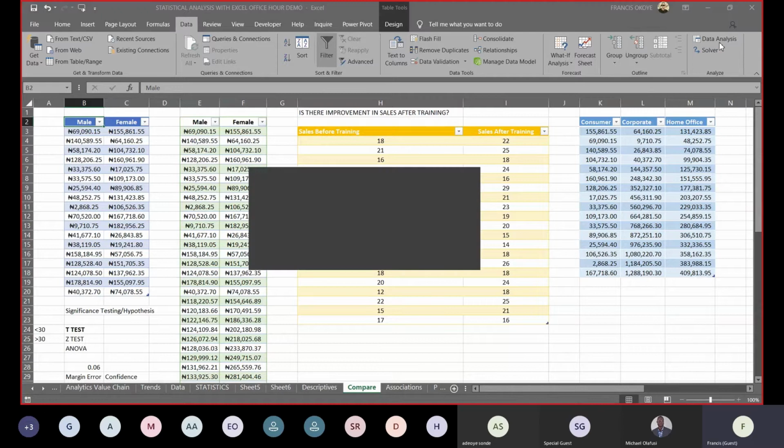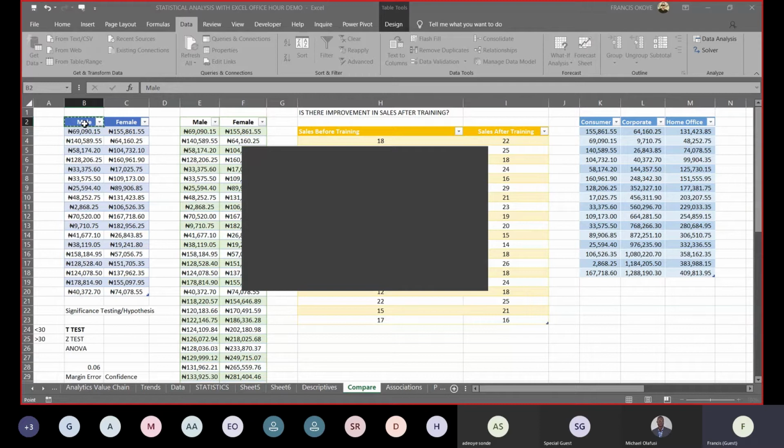If you go to Data Analysis and come down, can you see the same function we have there? We also have it here, which is t-test: Paired Two Sample for Means. So how do we do this? We pick our male, then we pick our female. Then we check the labels. Can you see at 5%?